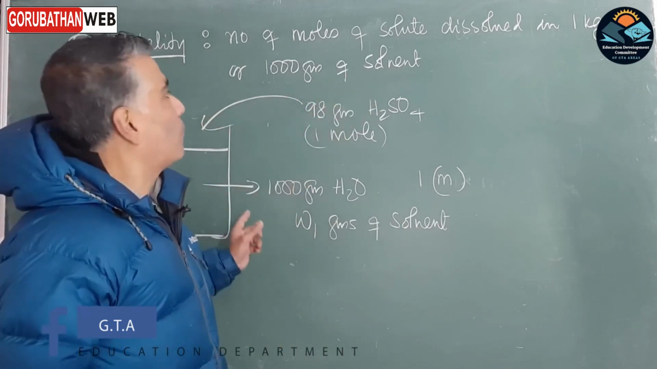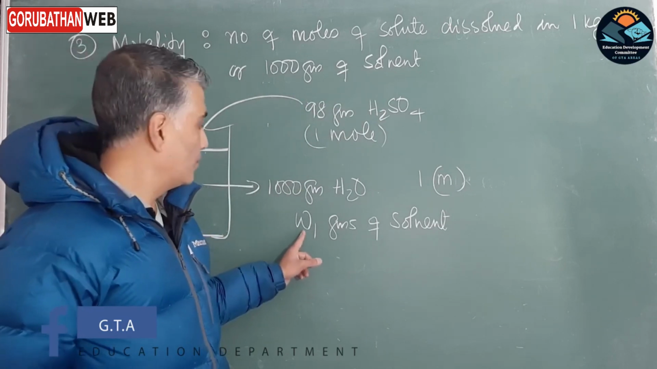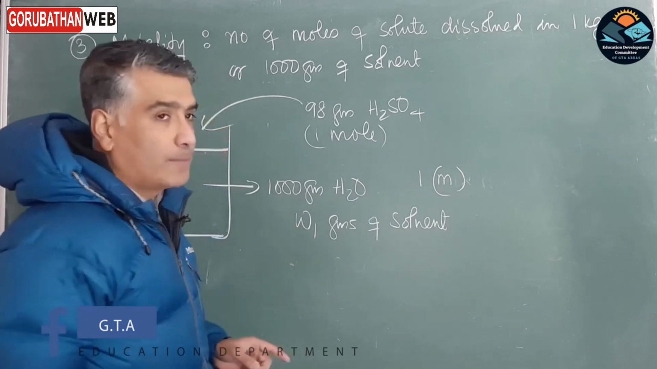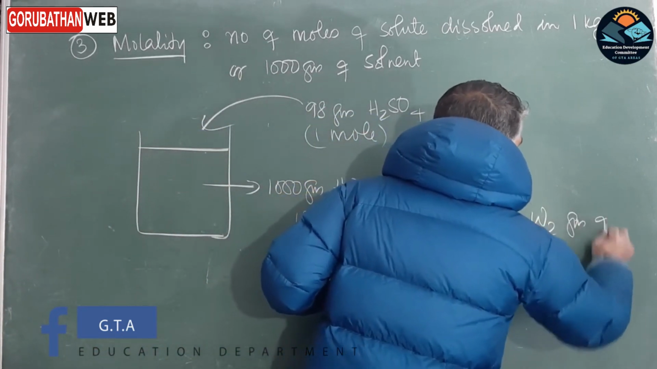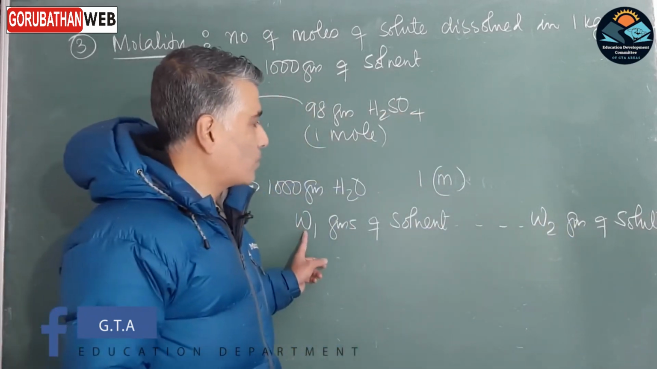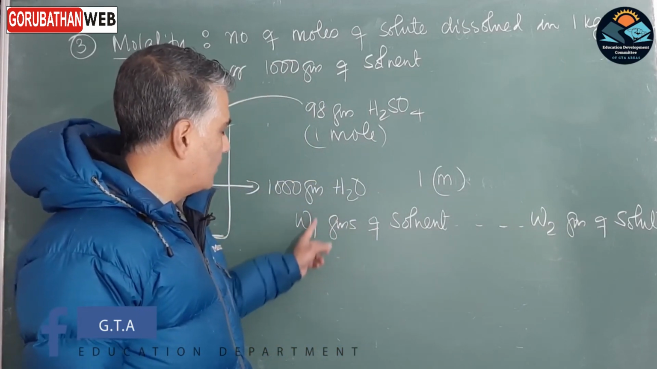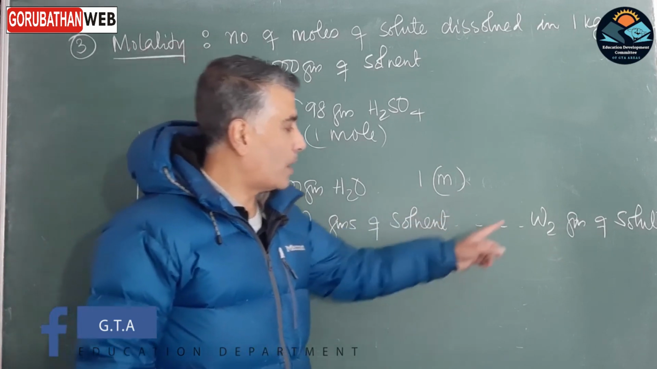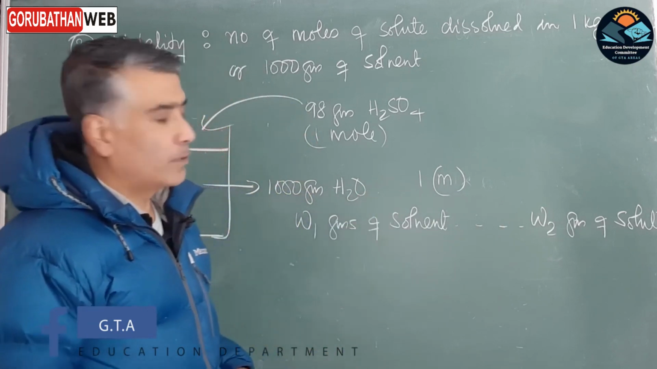So I'm saying I don't have 1 kg, I don't have 1000 grams of solvent, I have got W1 grams of solvent, which could be 10 grams, 20 grams, 100 grams, 1000 grams, any amount. So I've got W1 grams of solvent, and let's say that dissolves W2 grams of solute. I told you in the beginning, all the properties of solvent are marked as 1. There will be a suffix 1 given to all the properties of solvent, and all the properties of solute are marked as 2. So I've got W1 grams of solvent dissolving W2 grams of solute.